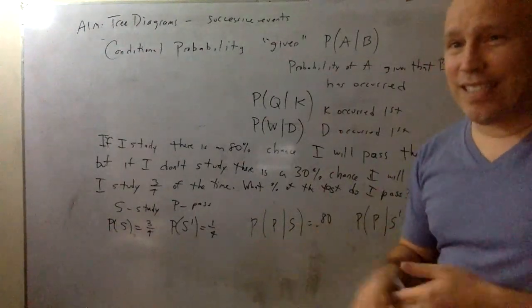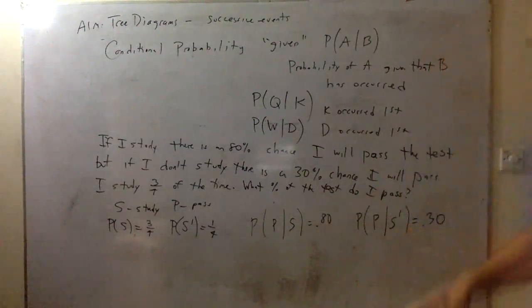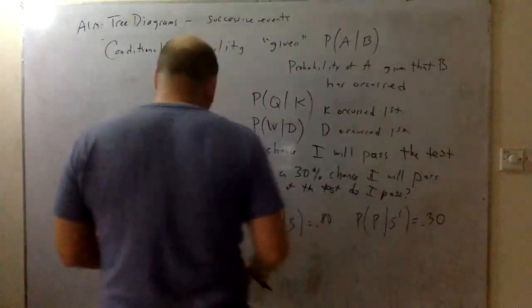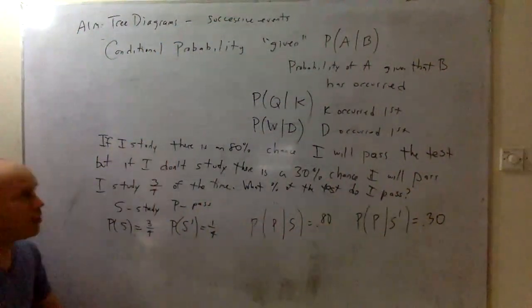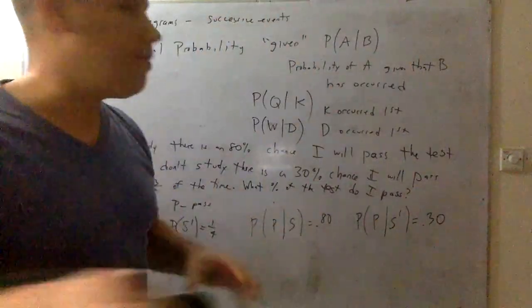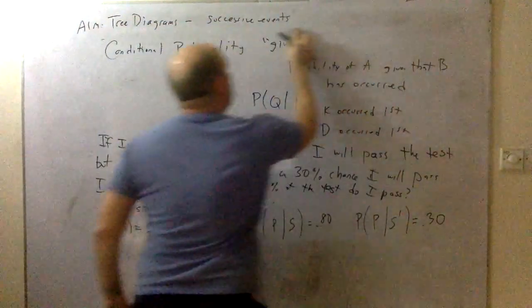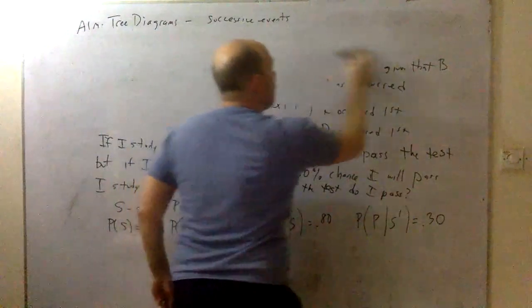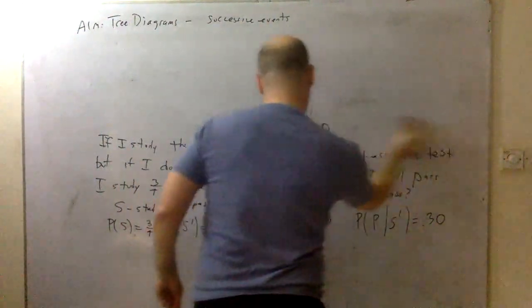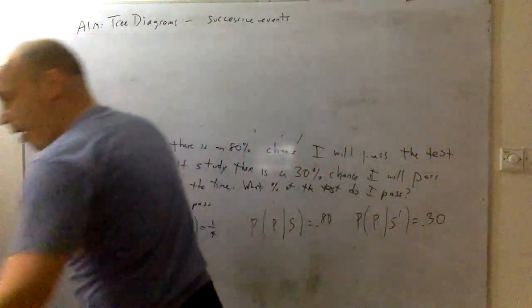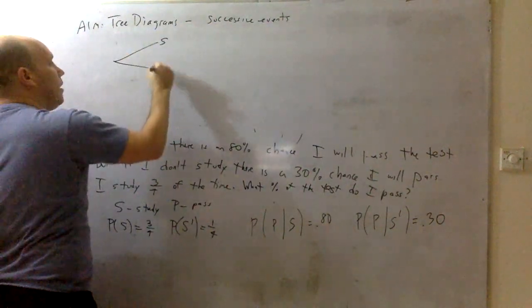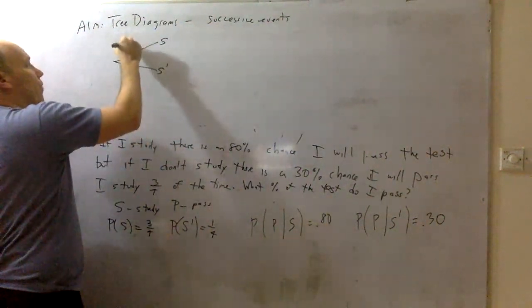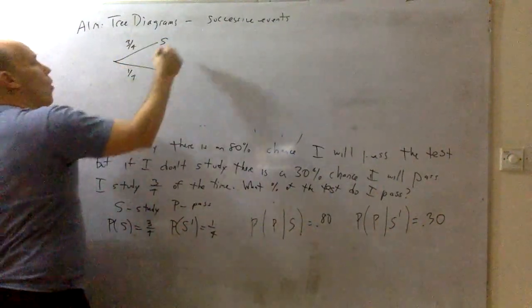So let's get a tree diagram down and see how much we can fill in, because we always want to do a visualization. Data science is a big thing. So let's start off. Study, not study. So we have 3/4 and 1/4.